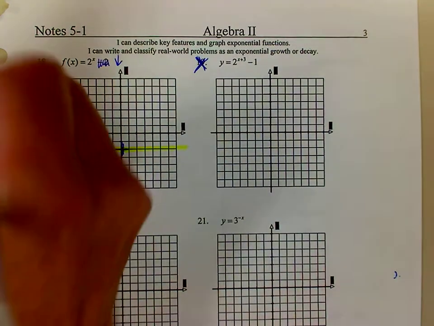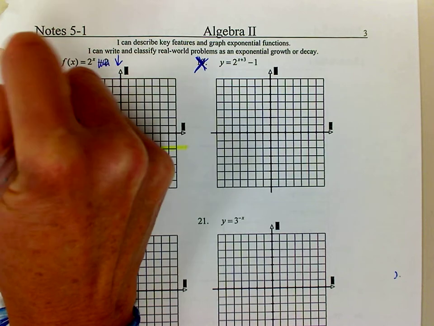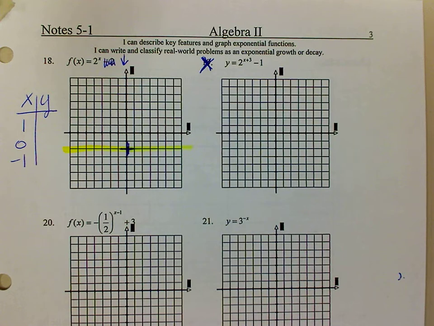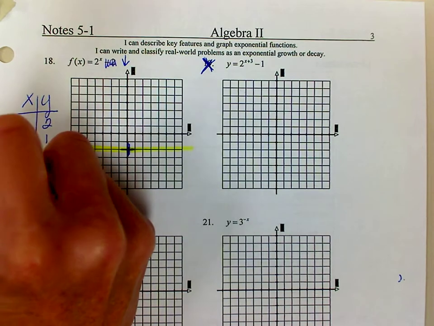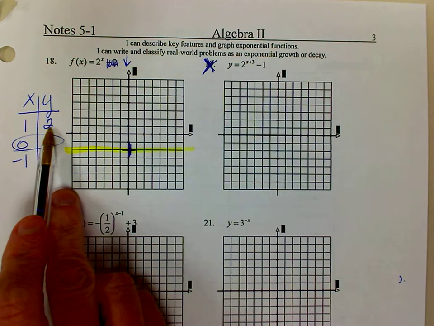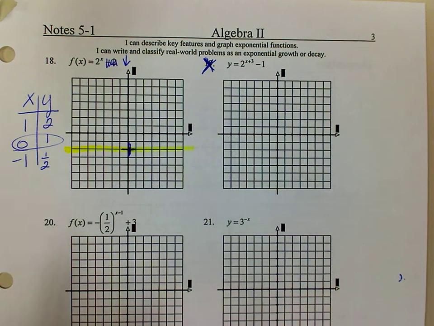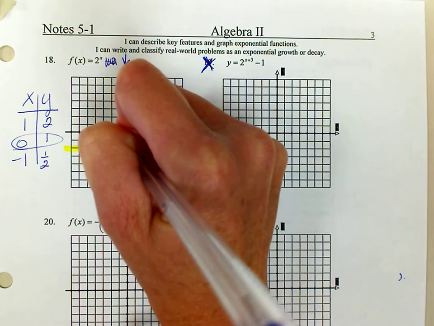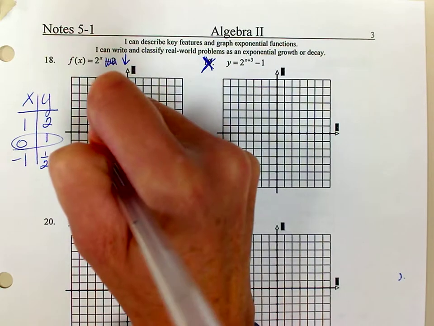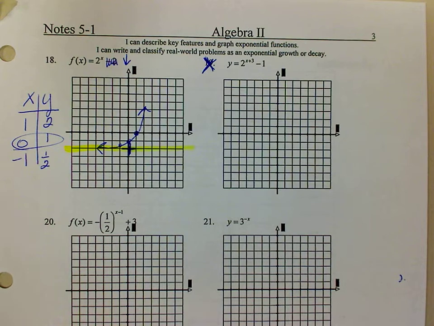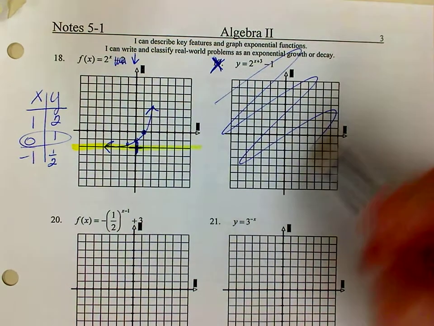I went down 2. Since x is the exponent, I'm going to use 1, 0, -1 in the x column. And then I'm going to have 2, 1, and 1/2. This is always going to be 0, 1. This is always the base. This is always the reciprocal of the base. So now I'm going to plot those points from my new origin. And if I connect, I get exponential growth. Okay, 19 is gone.